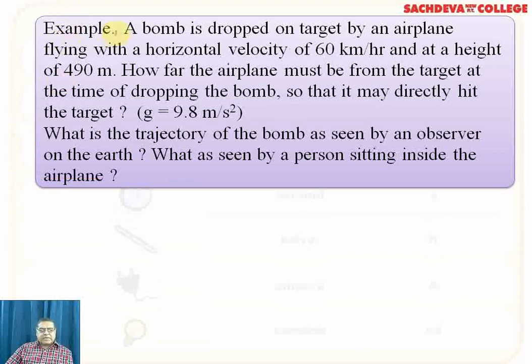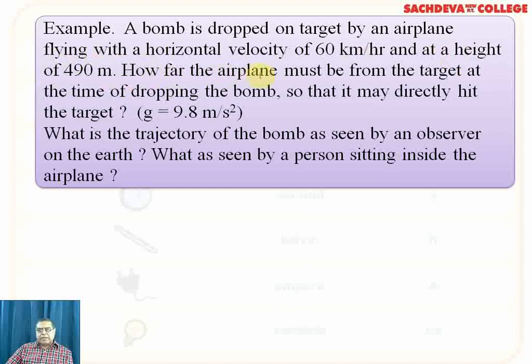In our next example, a bomb is dropped on a target, obviously from a height, by an airplane flying with a horizontal velocity of 60 kilometers an hour. So wherever we see kilometers per hour, we multiply the number by 5 over 18 and convert it to meters per second. So 60 kilometers per hour must be converted to meters per second by multiplying this number by 5 over 18.